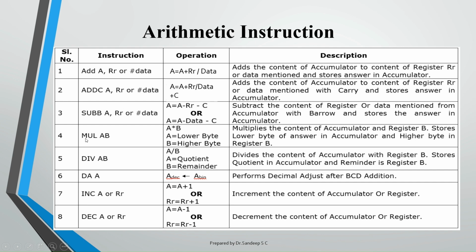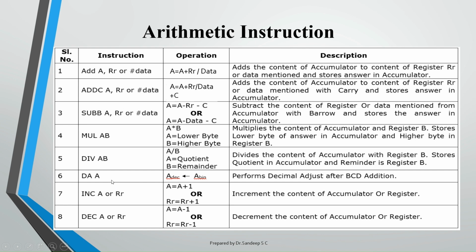Then you have multiplication, MUL AB. This can be used only with A and B. We cannot use any other registers here. So when we multiply the content of A and B, the result might be more than 8 bits. So the lower byte of the result will be in the accumulator and the higher byte of the result will be stored in the B register. Similarly, when we perform a division operation, this is also done with only A and B, A by B. So after division, A will contain the quotient of the division, and B will contain the remainder.